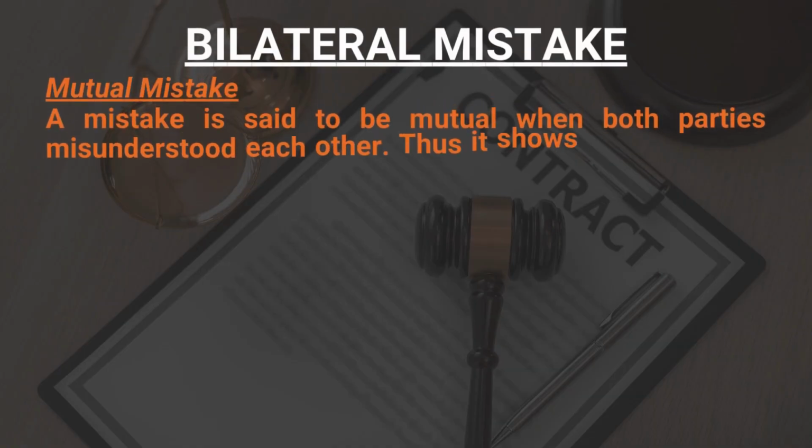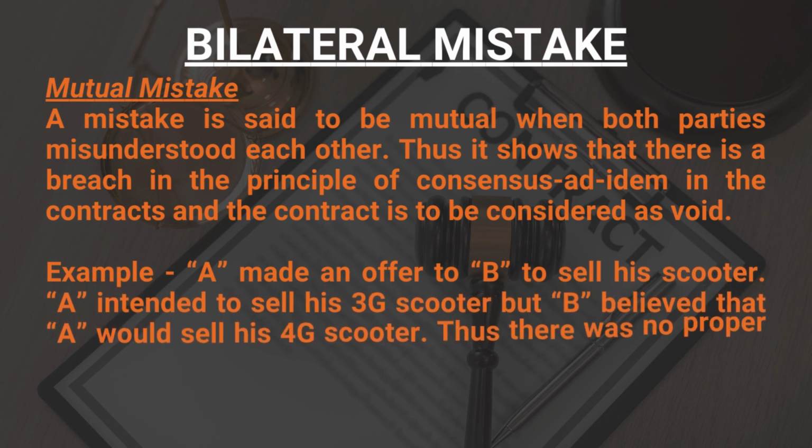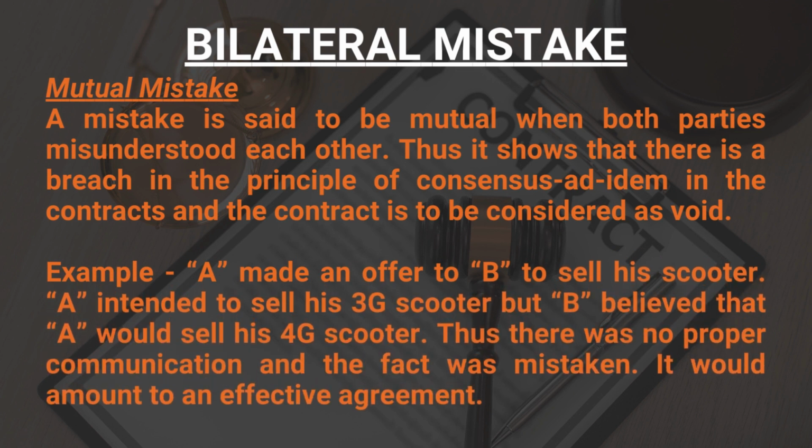Number 1, mutual mistake. A mistake is said to be mutual when both parties misunderstood each other. So thus it shows there is a breach in the principle of consensus ad idem. Consensus ad idem states that both are not in the same state, same consensus, same level, and the contract is said to be void in this case.